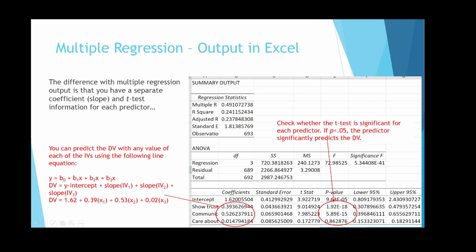When you go on down to the t-test, the t-test tests each predictor separately. So you're going to look at these p-values that I've circled in red. This one's less than 0.05. This one's less than 0.05. This one is more than 0.05. That is telling us that show trust in me and communicates what is expected of me, those two predictors significantly predict happiness, whereas cares about me as a person does not.